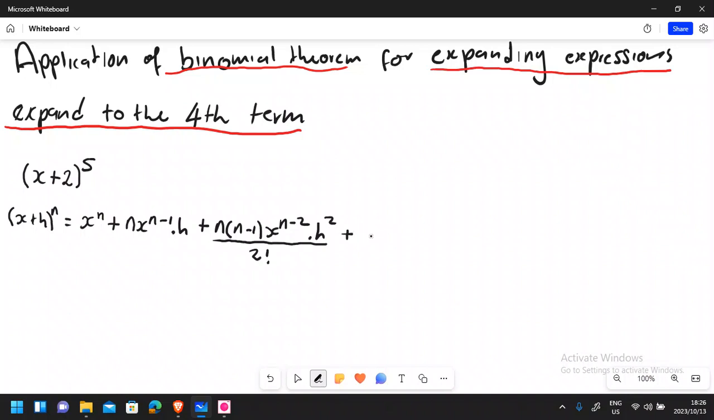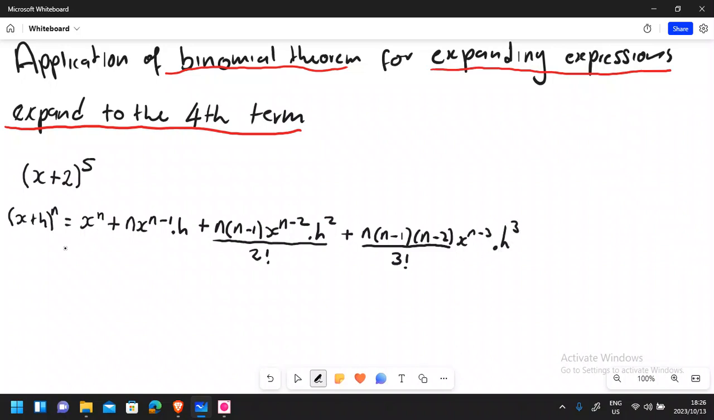So if it's like this, it means we have to do n multiplied by n minus 1, and then multiplied by n minus 2, right? And then the factorial here is going to be 3, and our x is going to be x to the n minus 3, and then our h is going to be h to the power of 3.